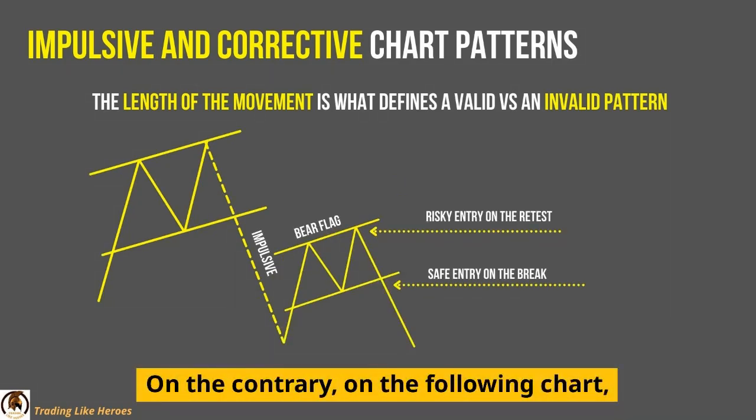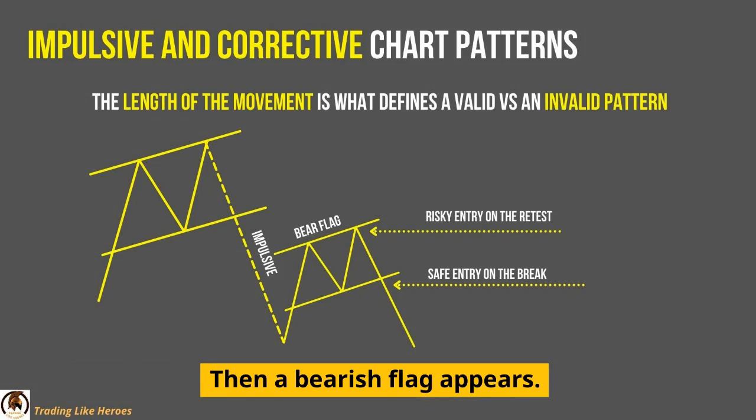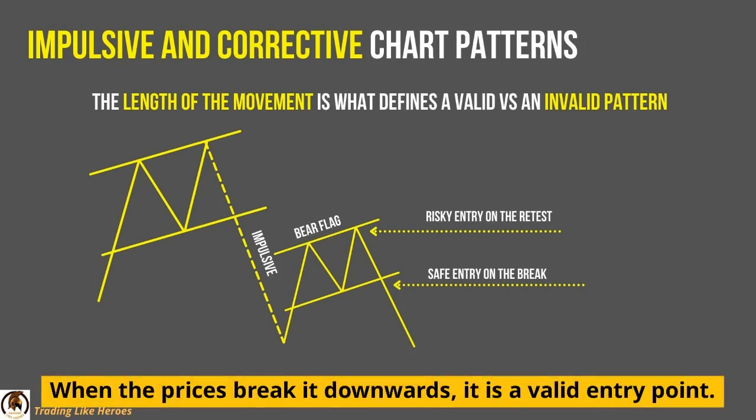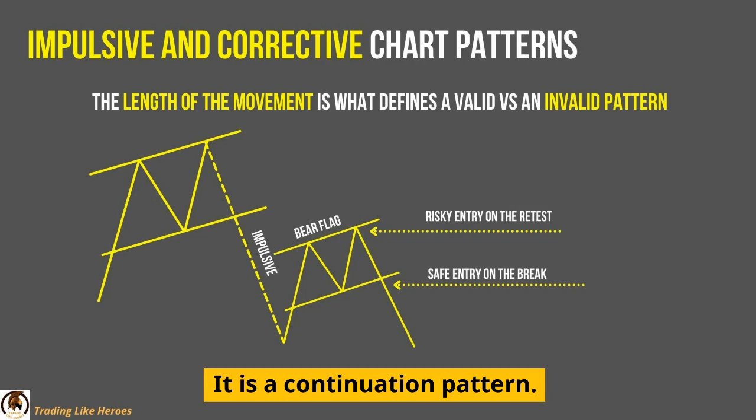On the contrary, on the following chart, the first breakout is followed by an impulsive swing. Then a bearish flag appears. When the prices break it downwards, it is a valid entry point. A flag is a valid impulsive pattern because of the flagpole. It is a continuation pattern.